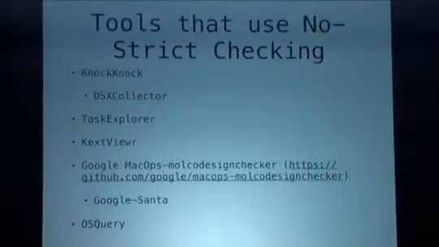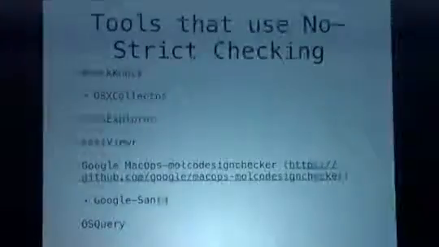So here are the tools that, when I started this research, were using just no strict checking. Now, OS X Collector is off to the side from Knock Knock because it uses code from Knock Knock. And then you have OSQuery from Facebook and Google Santa. That's not really forensics, but I just threw it in there so people know. Google Santa is a whitelisting tool, right? I also asked people who did forensics and who taught forensics how they would check code signing. And they told me this.